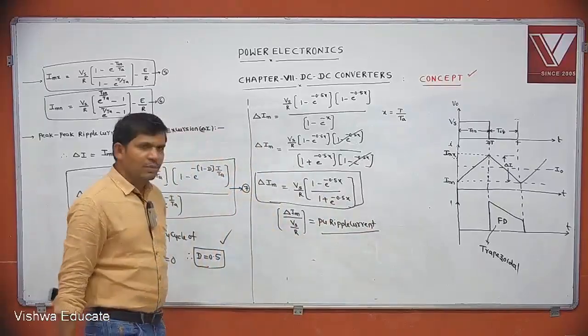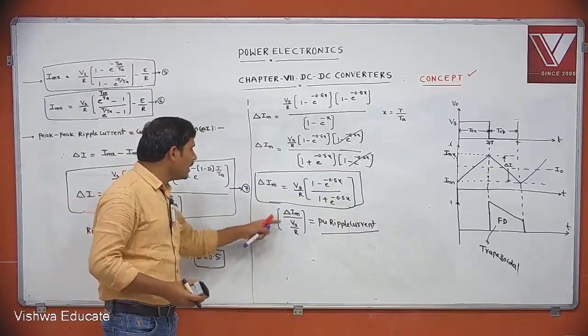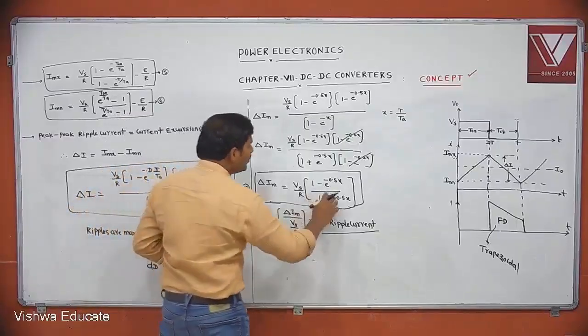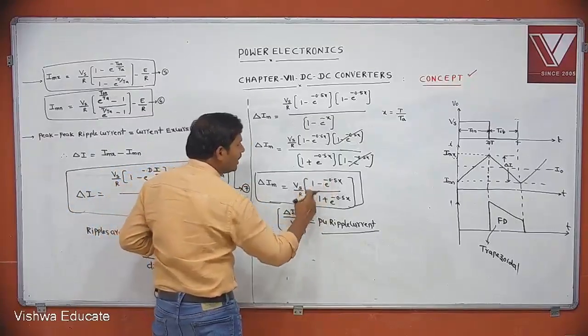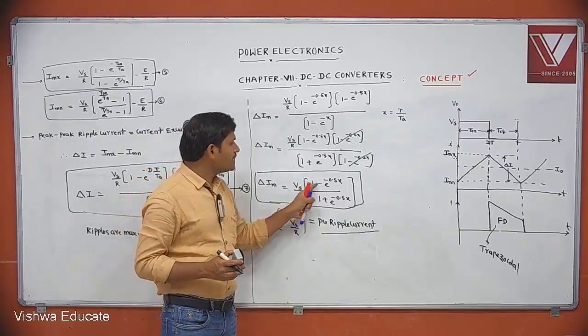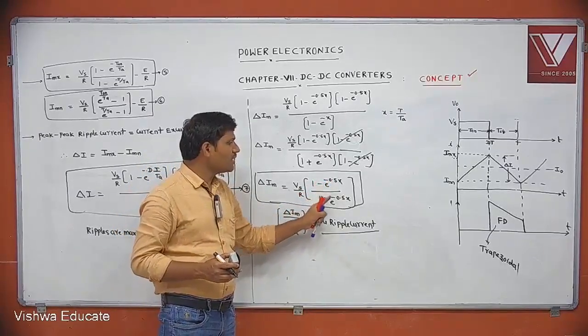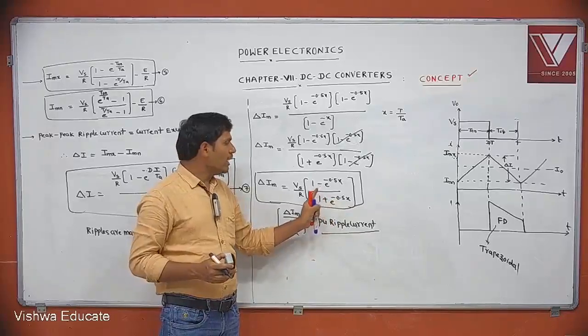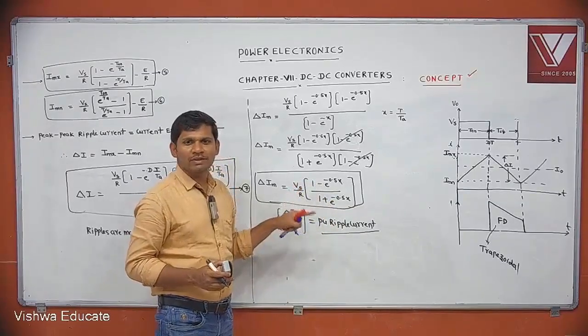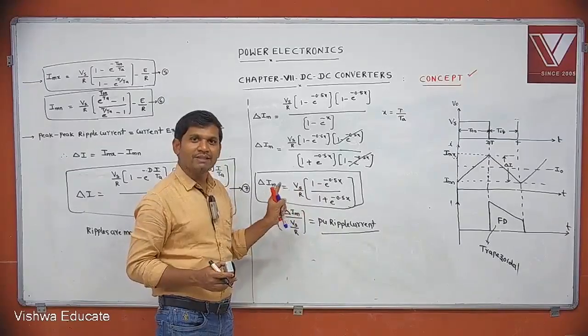Delta Im by Vs by R is called the per unit ripple current. Now I want to simplify this. Shall we write this as a hyperbolic formula? How to write this one? 1 minus e power minus 0.5x by 1 plus e power minus 0.5x, that is 1 minus e power minus 2x by 1 plus e power minus 2x. What is that formula? Tanh x.